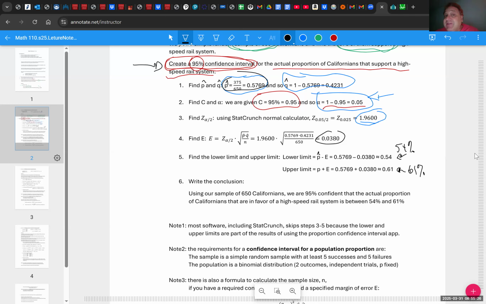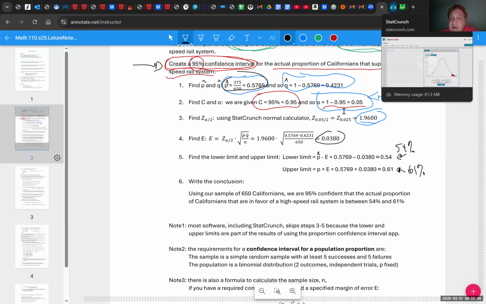Some of the homework problems ask you what Z alpha over 2 is, or what E is, so you have to do the computations by hand to calculate those. But to find the actual confidence interval, a lot of times we can just go straight to the application and it gives it to us. Let me show you how that works. So I can go back to StatCrunch.